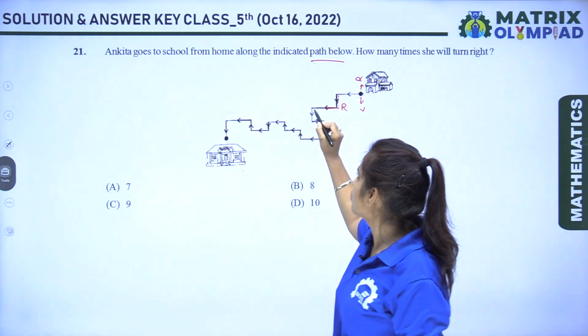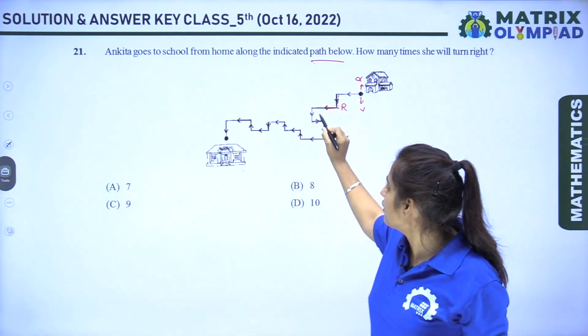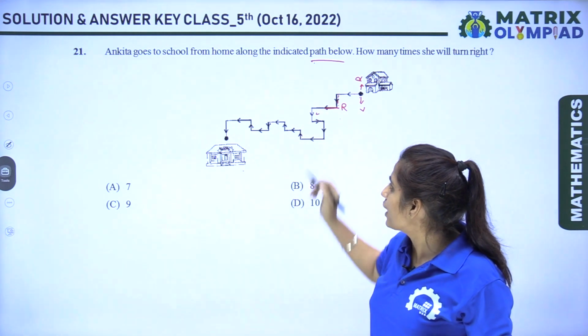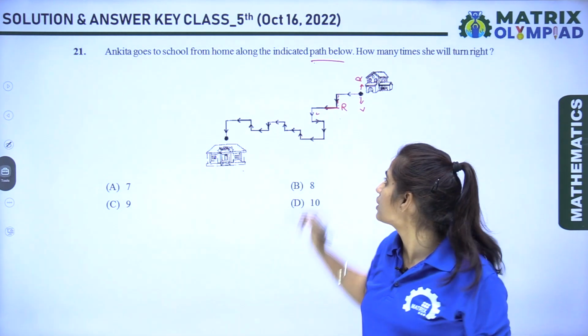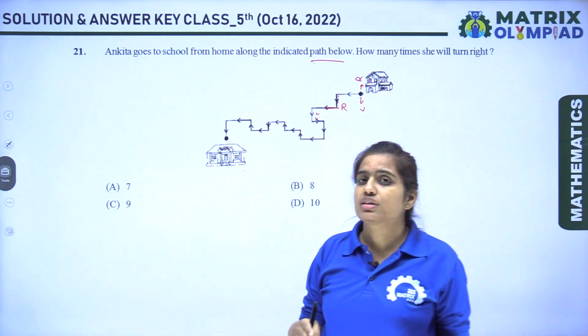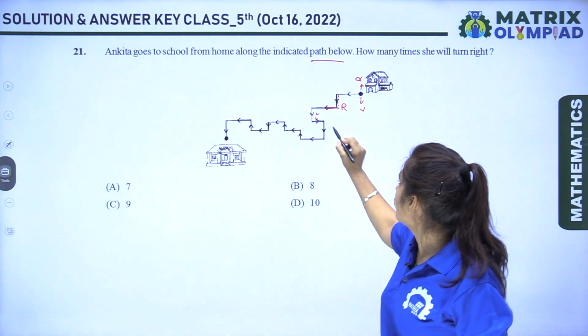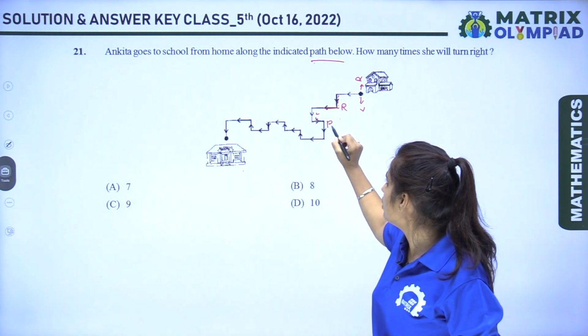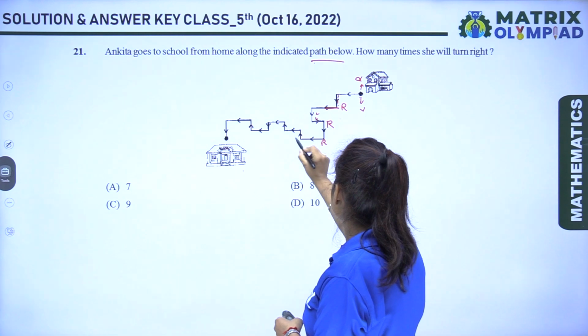After moving forward, she turns this side. This is the left direction. Now again, she moves in the left direction, and moving towards the direction, she turns to the right direction. And she moves here, it is right.